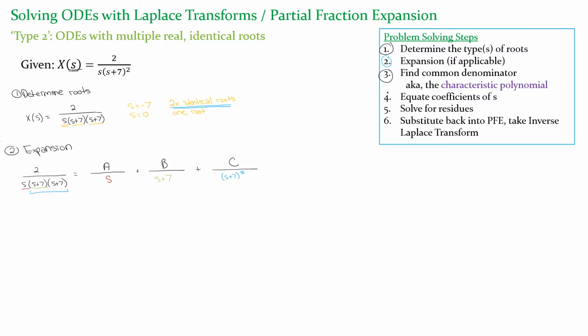Step 3 is to find a common denominator, aka the characteristic polynomial. So my characteristic polynomial is this right here, which also matches this. And so basically what I want to do is multiply each of my fraction terms by something over something in order to get a common denominator on the right-hand side that also matches the denominator on the left-hand side.